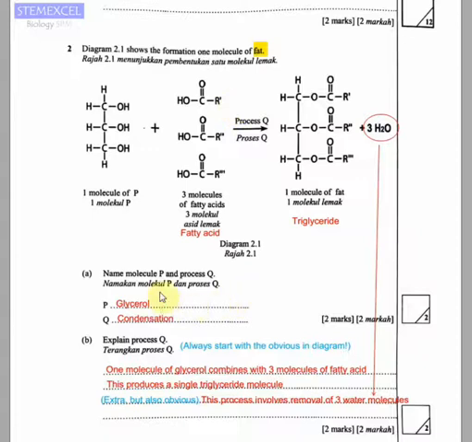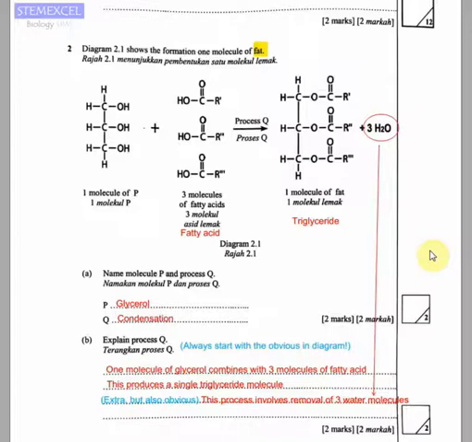Let's move on. Here you are required to state what P is. We say that this is glycerol. And the process is condensation. If you can't remember, you see that there is water being produced after this process. So condensation is a process that also produces water. So this would be the condensation process.